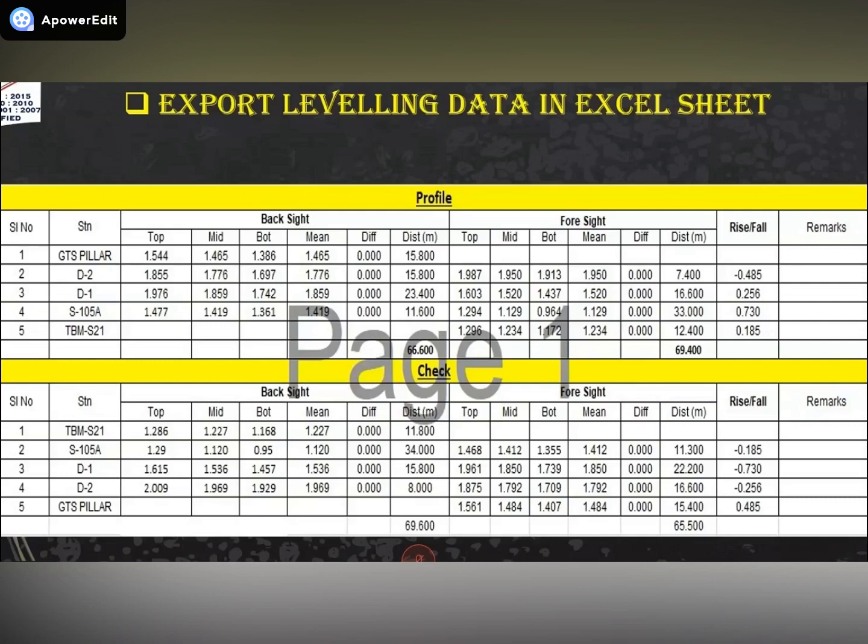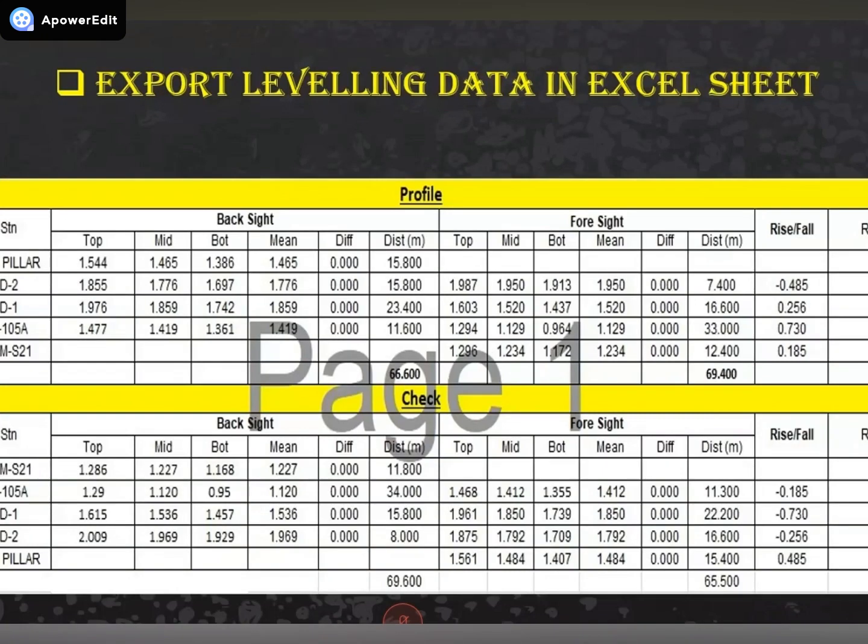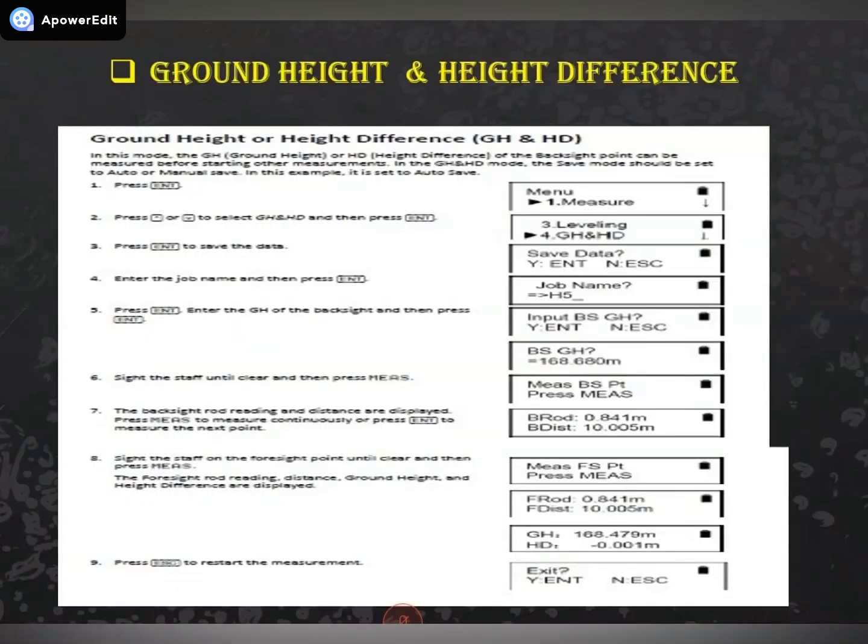We can do four types of work with this level instrument. One is measure, another is take out, another is leveling, and another is ground height and height difference. Okay, I'll show you how we can do the work with ground height and height difference. Ground height or height difference is the same thing.